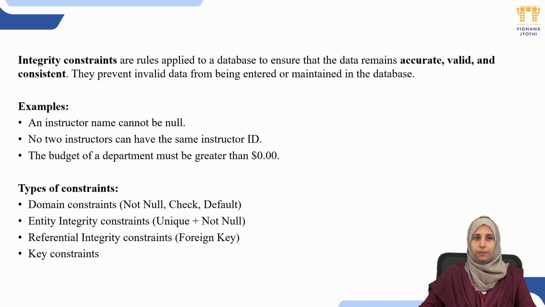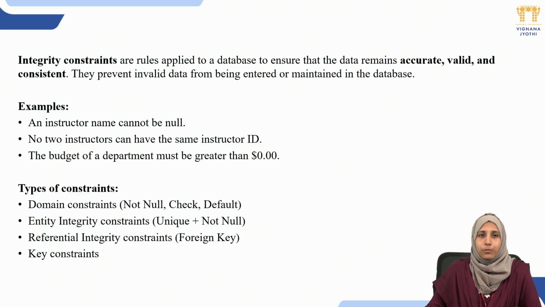constraints for a database. There are various types of constraints in our DBMS. First one is domain constraint, then entity integrity constraint, referential integrity constraint, and the fourth one is key constraints. Under each category, we are going to learn the different subcategories under each main category.